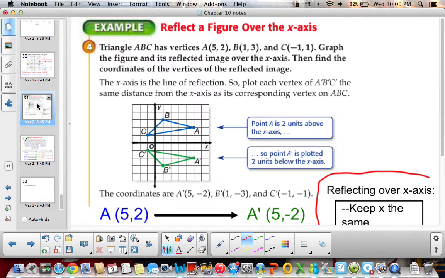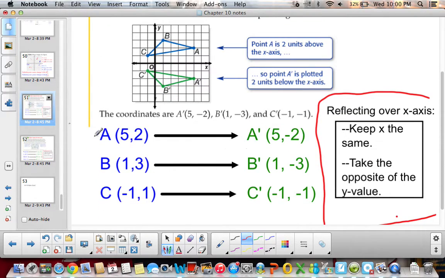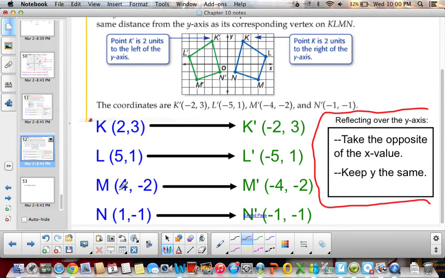So just a reminder, when we're reflecting over x, we keep x the same. See how we kept x the same, and then we changed y to negative, or if it's negative, change it to positive. Keep x the same, change y, keep x the same, and then change y. Old original points, new points. Original points right here, new points right here.